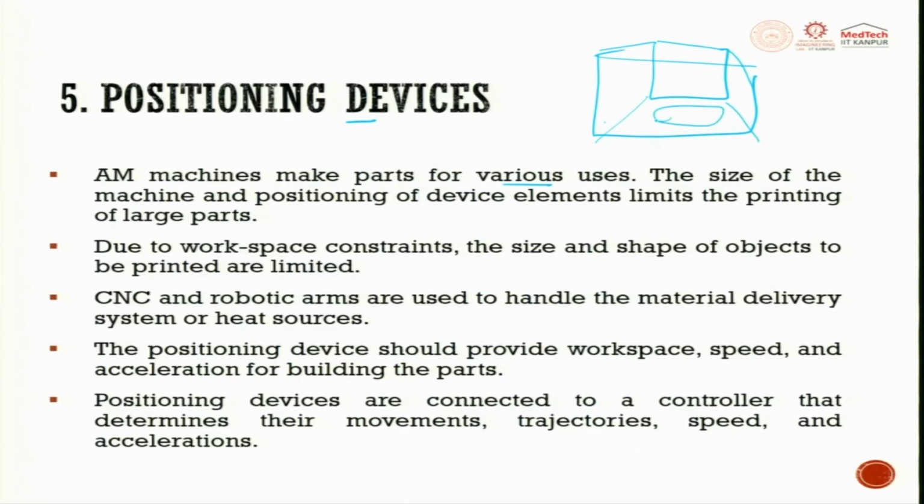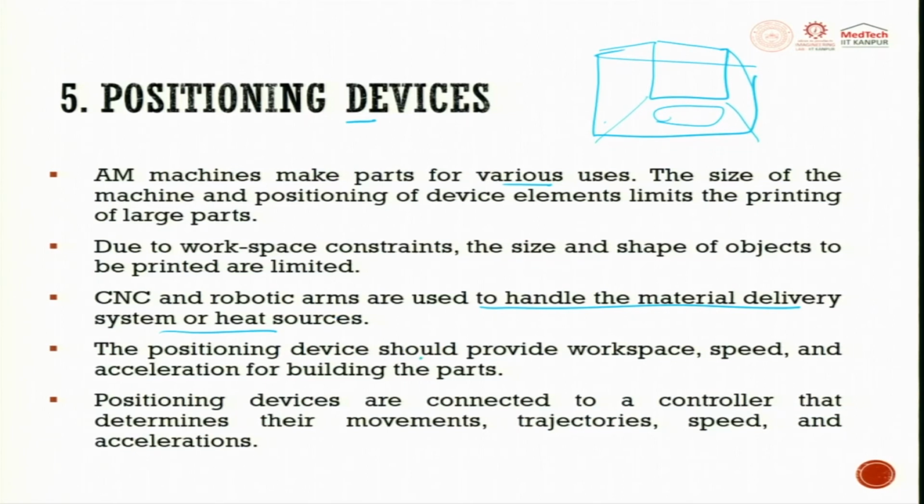So, here is the table. So, this is the workspace. The workspace constrains the size and the shape of the object to be printed. CNC and robotic arm are used to handle the material delivery for wire in a big way. So, when you use a 5-axis robot, it generates a complex surface. Complex surface means a very curvatured surface, but the accuracy is poor.